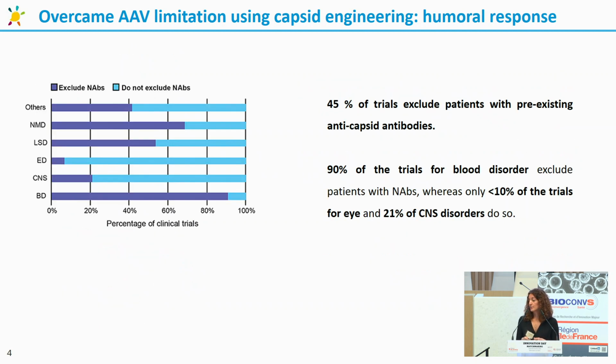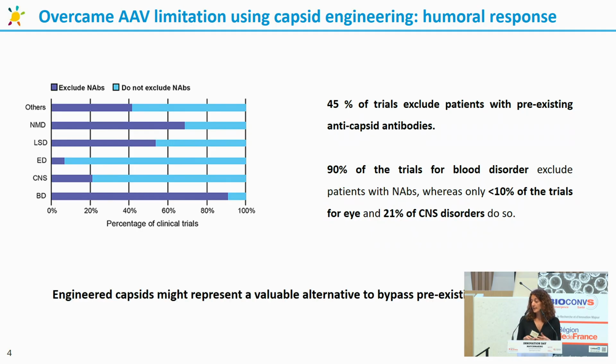Another issue related to the use of wild-type capsid is the fact that since the virus naturally infects human, we have the presence of neutralizing antibody against the capsid. And in particular, this is an exclusion criteria for 45% of clinical trial. And when we look at blood disorder, which are on the bottom of the graph, you can see that this percentage of exclusion reached 90%. Also in this case, capsid engineering can help to find an alternative to bypass this issue related to pre-existing immunity, for example, by mutating the epitope that are recognized by the antibody.